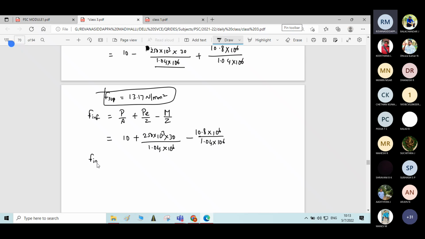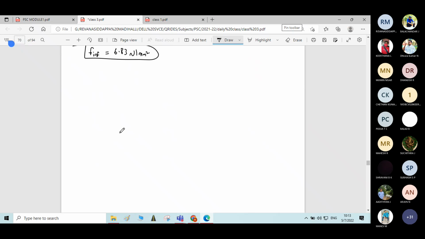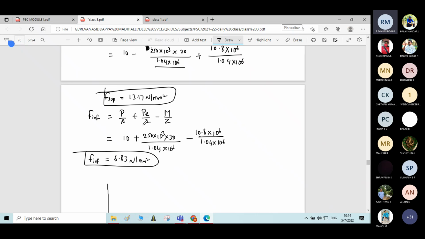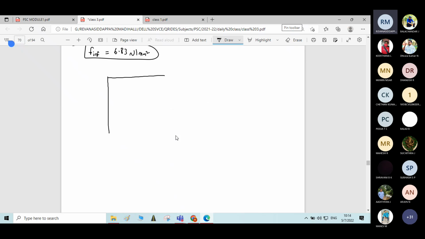What is the answer? F inferior, if you calculate, is 6.83 Newton per mm square. Okay. Now you can write the stress distribution at the quarter span. So this is the reference line. F superior at top fiber is 13.17. At bottom fiber, 6.83. Joining together, you'll get the stress distribution diagram.